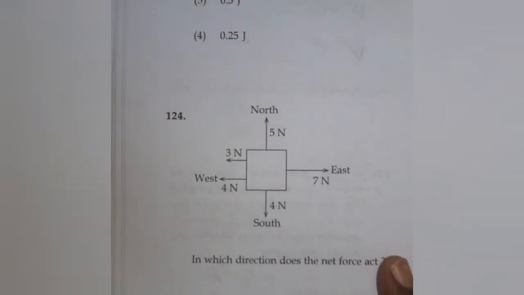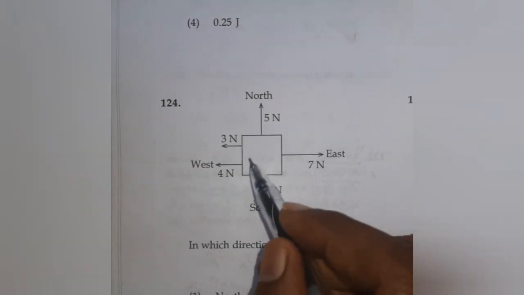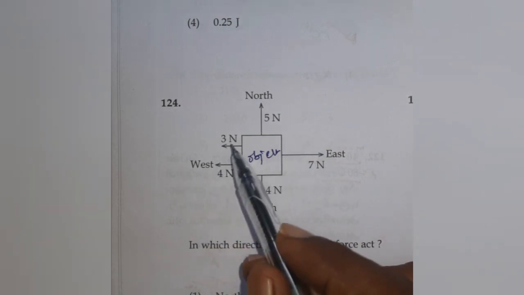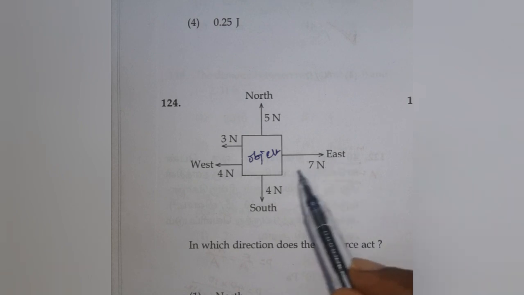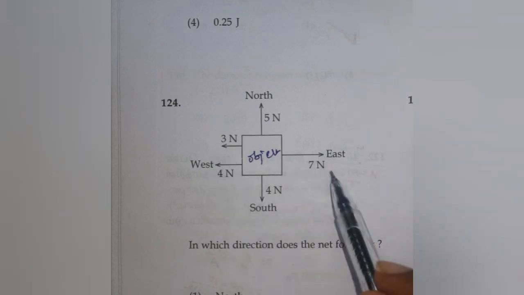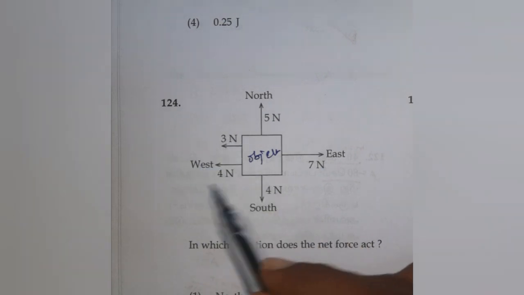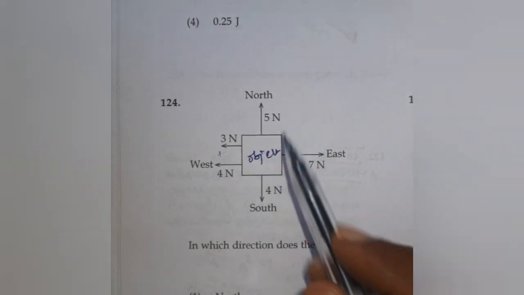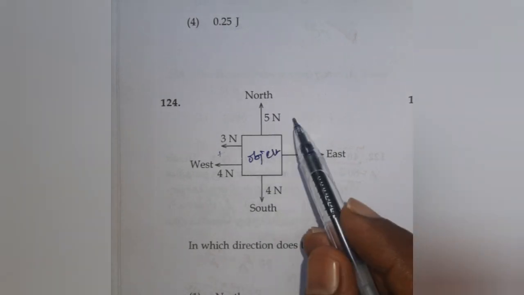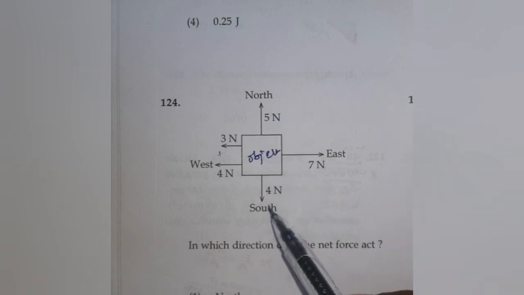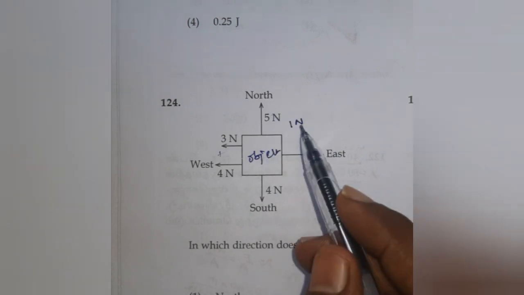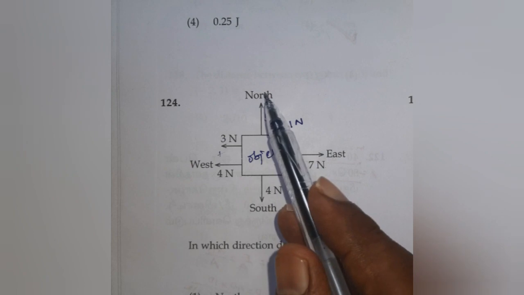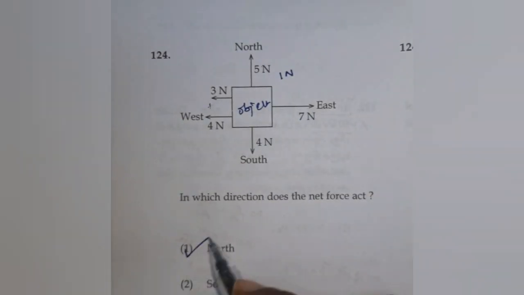Question number 124. Let us consider this object. Several forces are acting on the object. Towards west 3 Newton and 4 Newton, towards east 7 Newton. So both the forces are going to cancel each other. This is a balanced force. So together the force 4 plus 3 is 7 Newton, and here 7 Newton. So balanced force. But in the north and south direction, here 4 Newton, here 5 Newton. So this 5 Newton minus 4 Newton, hence 1 Newton. So 1 Newton is greater in the north direction. So the net force is acting towards the north. So option 1 is the right answer.